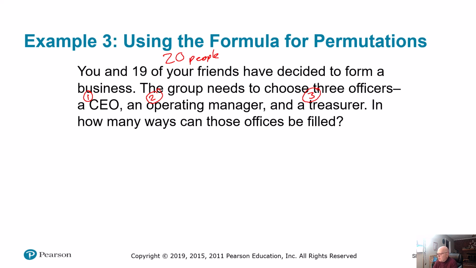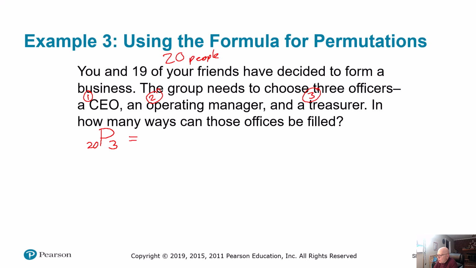This is a permutation because not everyone can be a CEO. Not everyone can be an operations manager. And not everyone can be a treasurer. It makes a difference which person is which. How many ways could you fill those 3 slots? Well, this is a permutation because it does matter who is the CEO, who is the operating manager, and who is the treasurer. So we're choosing from 20 people. We're choosing 3 out of those 20.